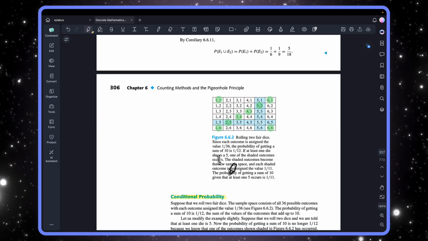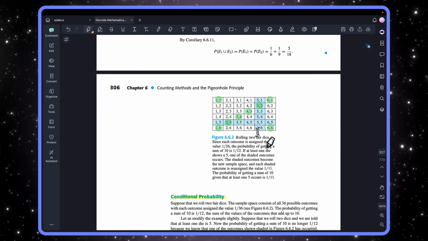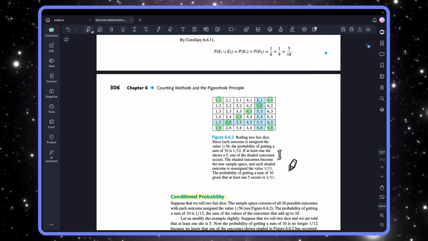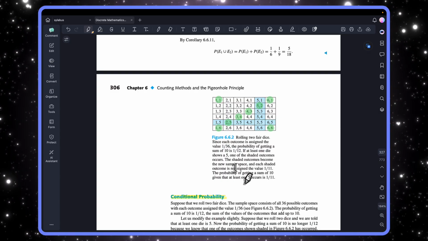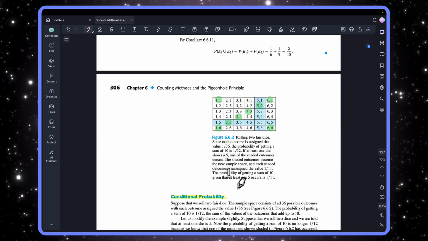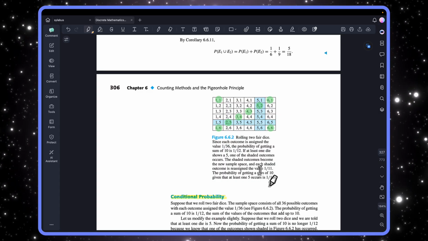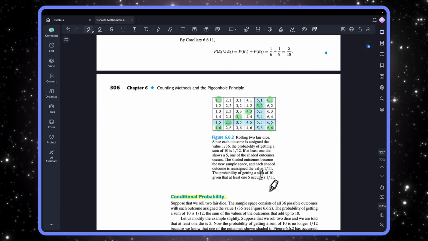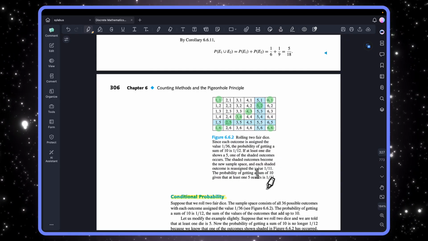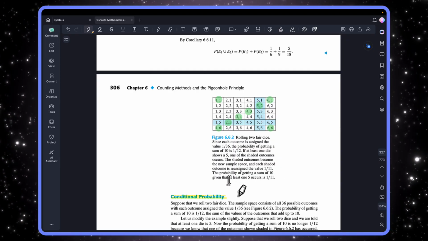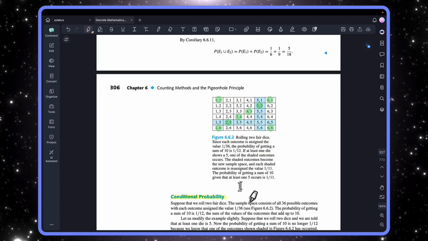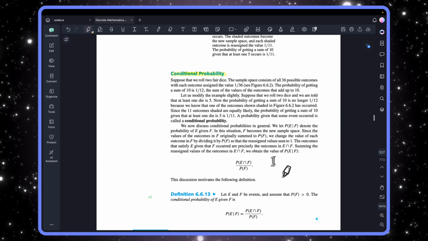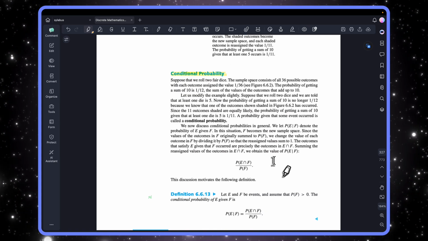So if at least one die shown is a 5, and you look at this blue region, that defines, in a sense, a new sample space. So the shaded outcomes become a new sample space, and each shaded outcome is assigned the value 1/11 because there are 11 possibilities. So the probability of getting a sum of 10, given that at least one 5 occurs, is 1/11. So what we're talking about here is this idea of conditional probability, okay?